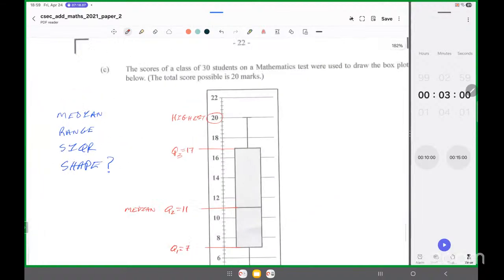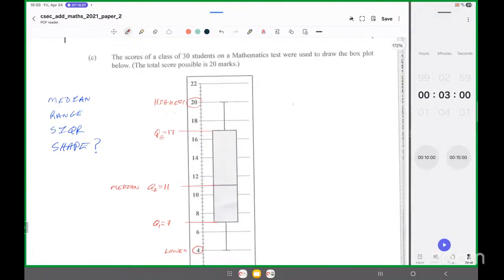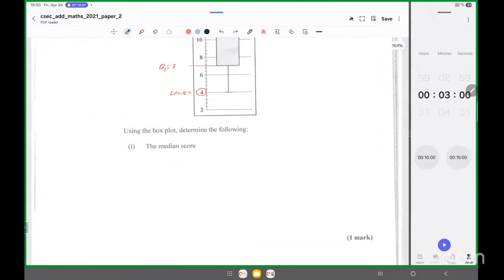Now, what does it represent again? Marks of 30 students in a maths test, the scores that they got. So they want the median. The median is clearly this value. Based on that, the median is 11 marks, Q2.